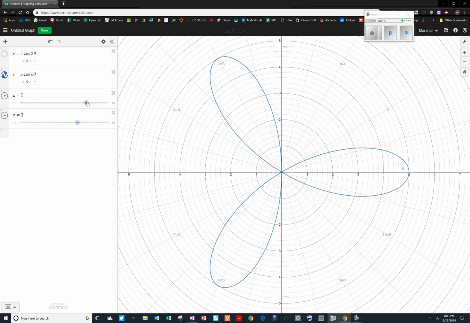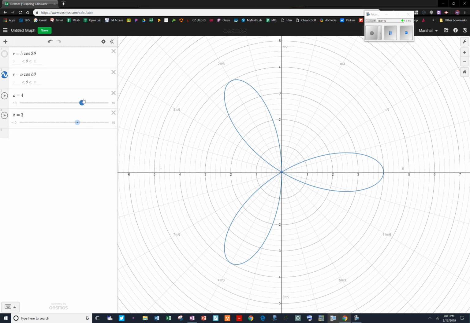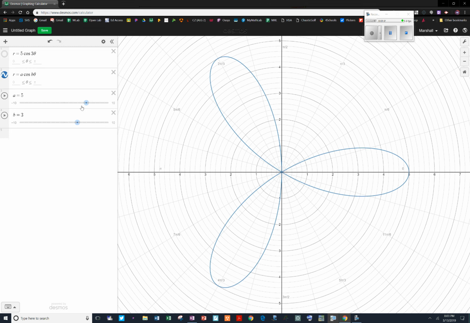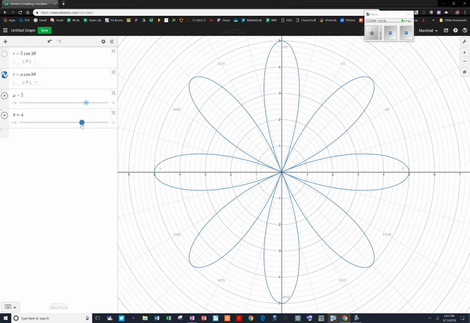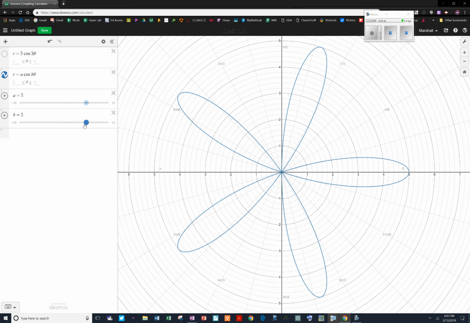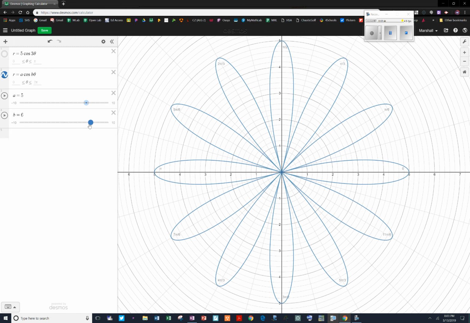Okay, so what I'd like you to notice is if I change that A value, all it's going to do is change the length of those petals. And if I change the B value, remember we said there's 3 petals because it's a 3. So if I change the B value to 4, what I'd like you to notice right away is that all of a sudden there's 8 petals. Okay, if we go up to 5, there's 5 petals. 6, now there's 12 petals.